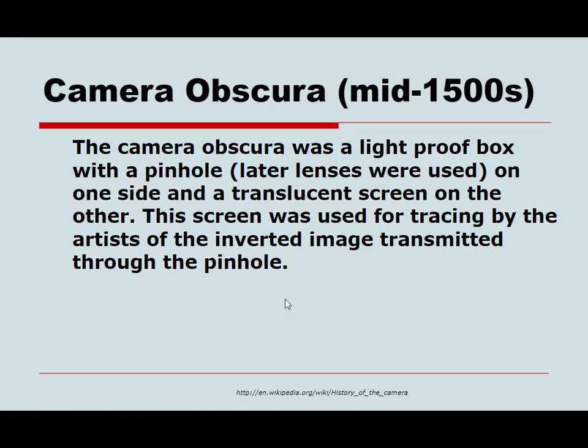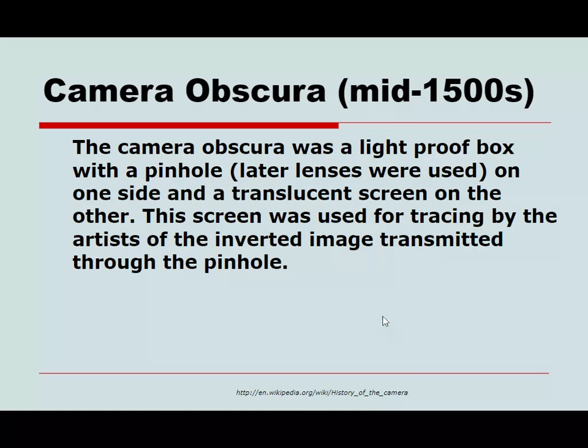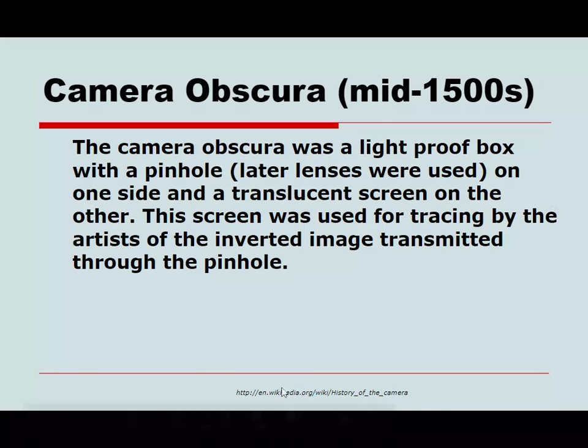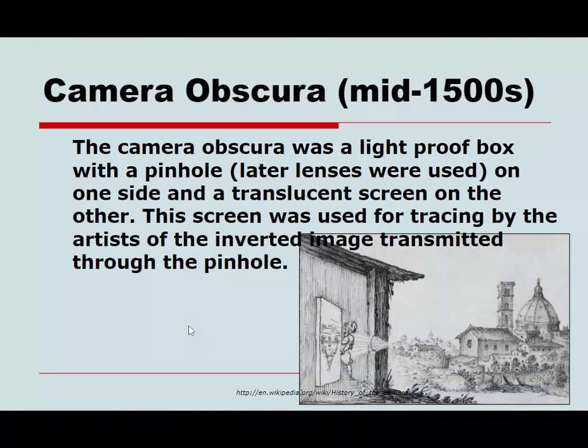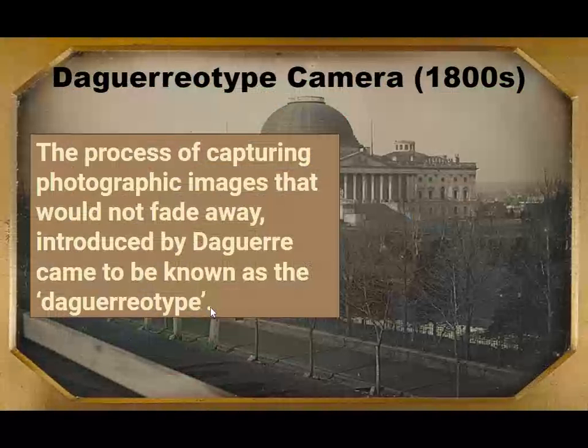Next, we're going to talk about camera obscura. The camera obscura was a light-proof box with a pinhole and then later lenses on one side and a translucent screen on the other. This screen was used for tracing by the artists of the inverted image transmitted through the pinhole. The artist Vermeer is believed to have used this to sketch his paintings before he worked on them.